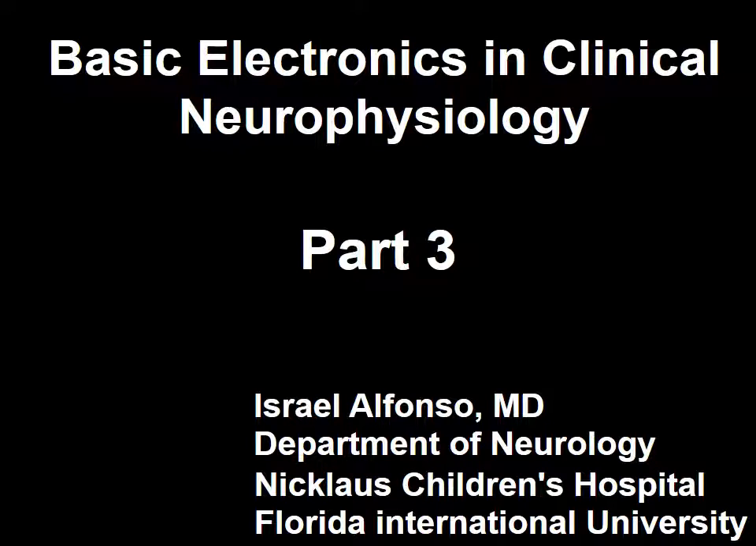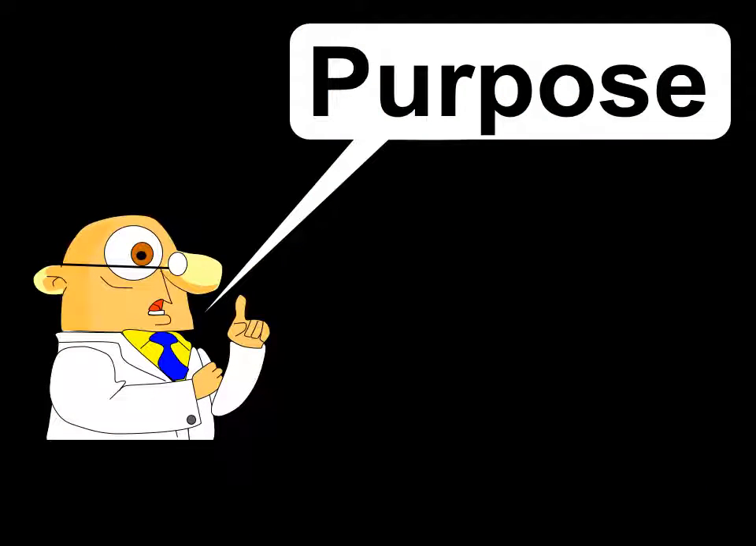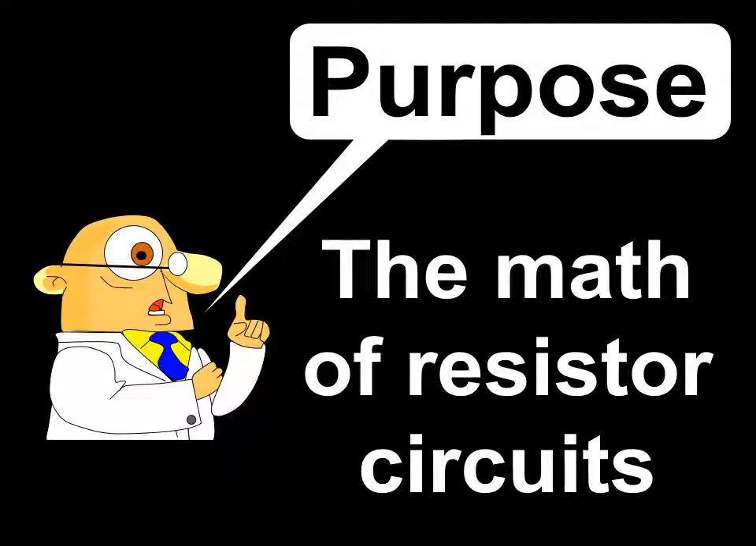This is the third talk about basic electronics in clinical neurophysiology. The purpose of this talk is to explain the math involved in calculating purely resistor responses of resistor circuits to alternating current.